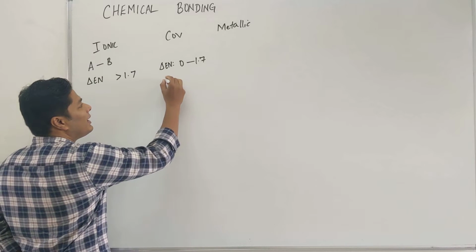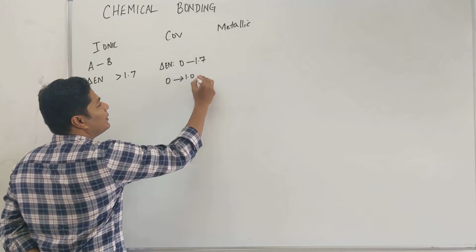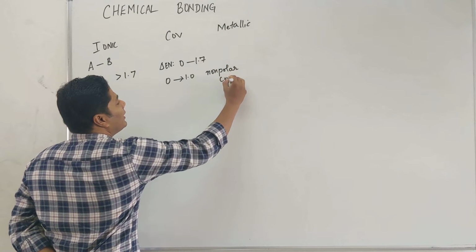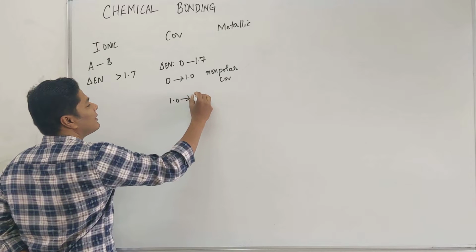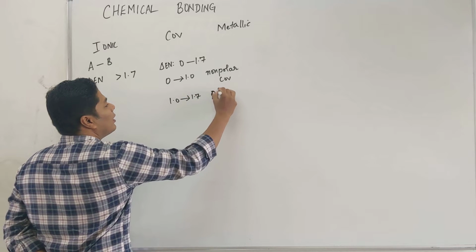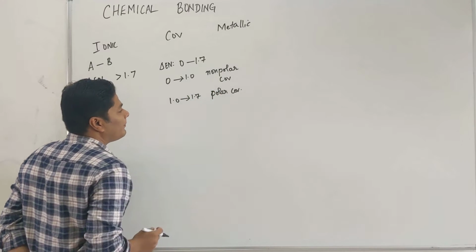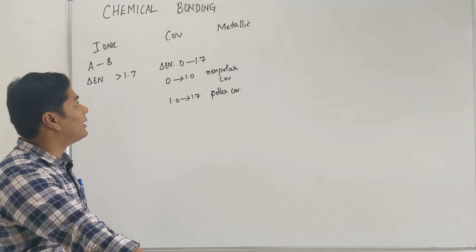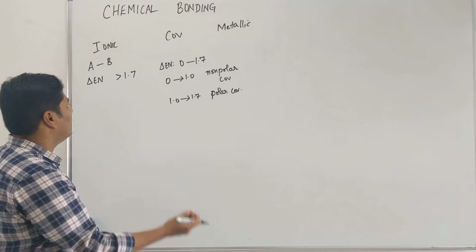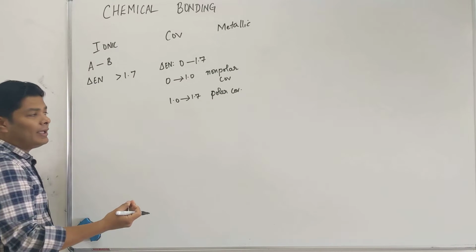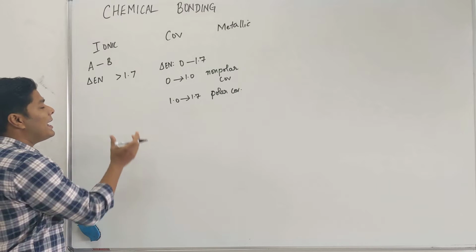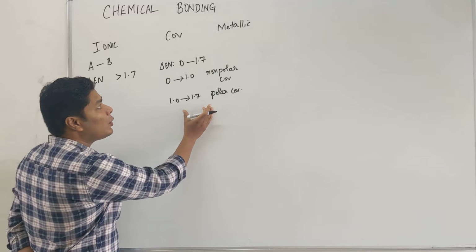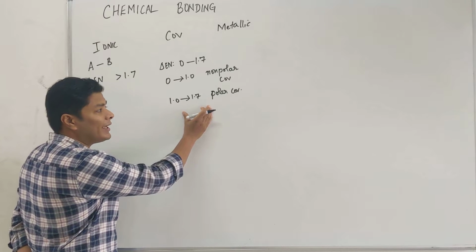When you have something like 0 to 1.0, you call it non-polar covalent. When it is 1.0 to 1.7, this is polar covalent. Again, for this particular number, for example, do you take 1.6 as covalent? Not completely. Is 2.0 ionic? Not completely. These are arbitrary values. Any ionic compound will have a certain degree of covalent character with it. Any covalent compound will have a certain degree of ionic character with it.